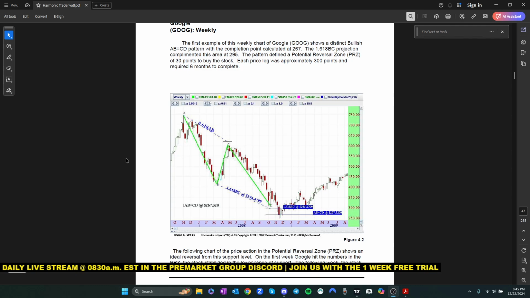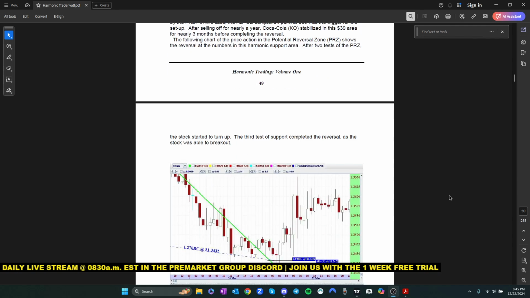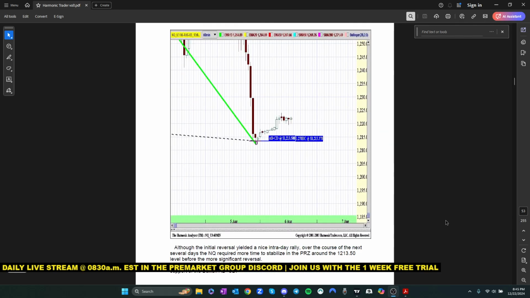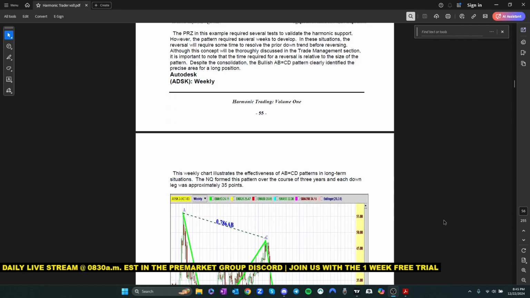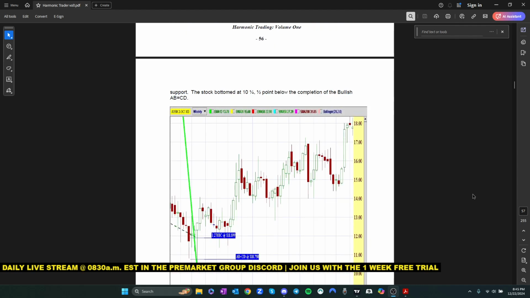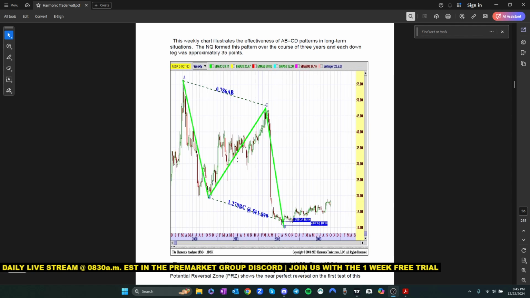So he's got a bunch of examples here of different ABCD patterns completing, and he's got a number of them in the book here. You can see 786 projection was down to 1272. Here's another one, same thing. And so that's why I'll say something like the 786 fib and the 886 fib are both really good reversal fibs, simply because they have these projections tied to them.